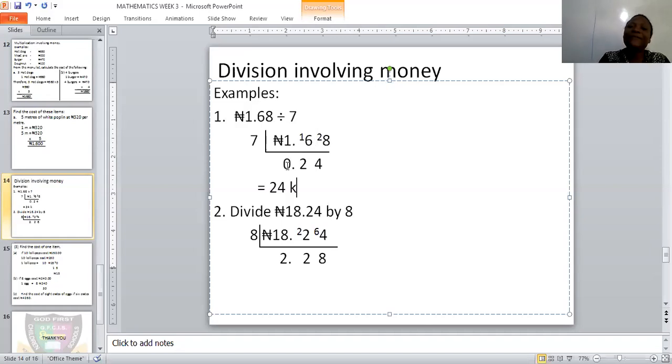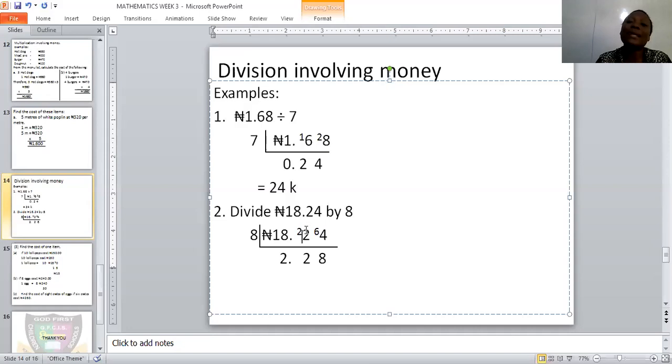Divide 18 naira 24 kobo by 8. How many times will I see 8 in 18? 8 times 1, 8. 8 times 2, 16. 8 times 3, 24, which is more than my 18. I'll stop at the second one, which is 16. 16, take it away from 18. You have 2 left. You put the 2 beside the next digit. It becomes 22. How many times will you see 8 in 22?